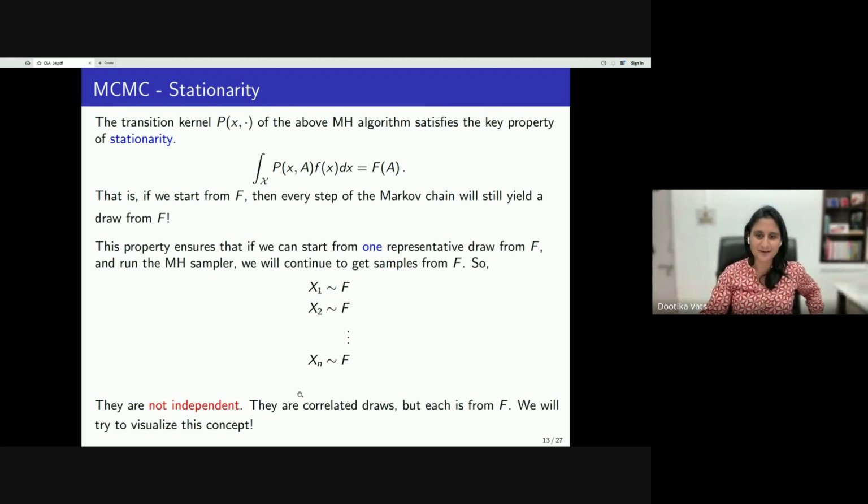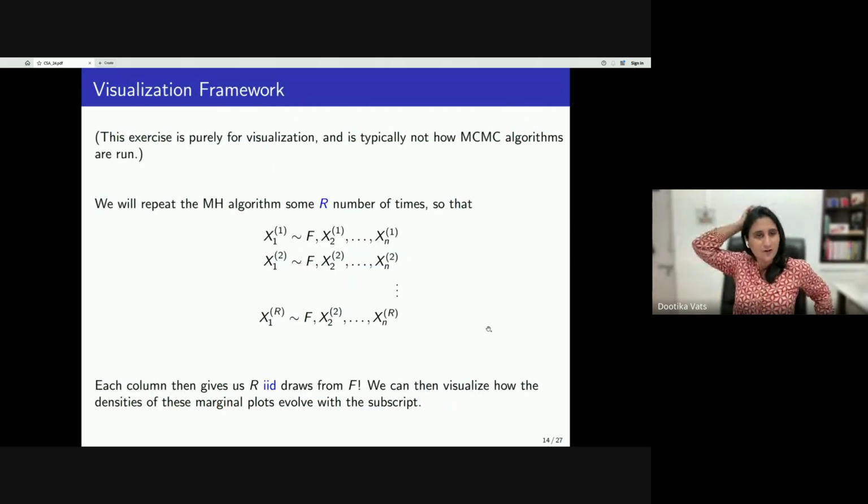Okay, they're not independent. But let's visualize what's going on. Now, for the next couple of slides, I want you to think of this purely as a visualization exercise. This is typically not how people run MCMC algorithms. But the idea is that if I want to understand the marginal distribution of a random variable at any time point, then I need multiple copies of that random variable, right? So that I can understand, okay, I have 100 copies of that random variable. Now I can visualize its distribution, right? To visualize, so here's what I will do.